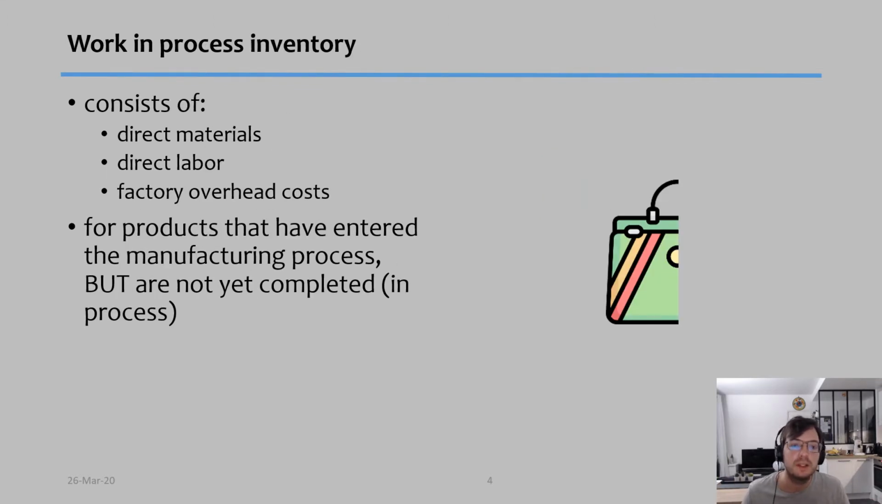Work in process inventory, which I represent here by this half purse, basically consists of any direct material, direct labor, and factory overhead costs that have been put into producing a product, but that product is not finished yet. So this is for products that have entered the manufacturing process but are not yet completed, and that's why we call it in process. Work in process inventory is also a very important thing to calculate because it allows us to know how much inventory we have that is not finished yet, but will be finished in the near future.